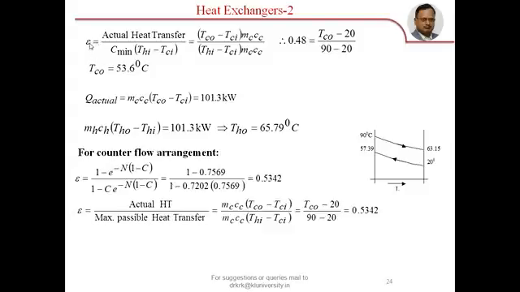You can see the effectiveness of the parallel flow heat exchanger is 0.48, but the moment you make it counter flow, its effectiveness increases to 0.53. That is why the counter flow arrangement is the best arrangement.